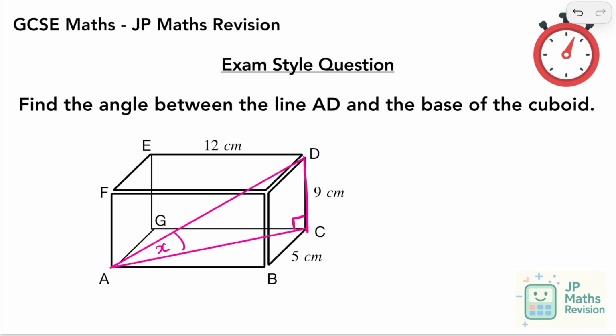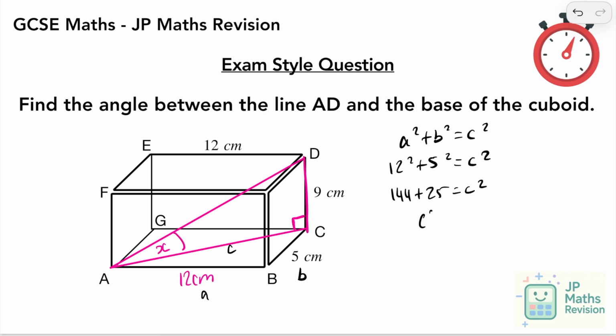So to work out AC, I could use Pythagoras, because I know that AB is the same as ED, which is 12 centimetres. So if I label this A, this B, and this C, I have that A squared plus B squared equals C squared. So we have 12 squared plus 5 squared equals C squared. So 144 plus 25 equals C squared. C squared is 169, and therefore C is equal to 13 centimetres. So C is 13 centimetres.